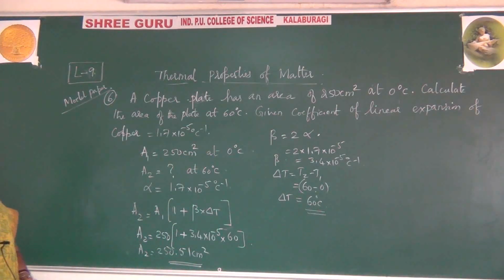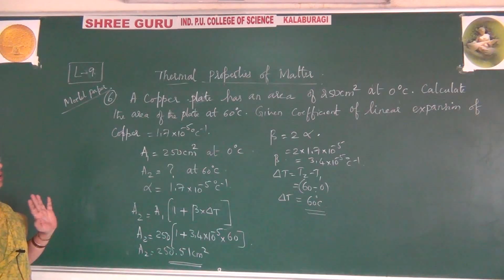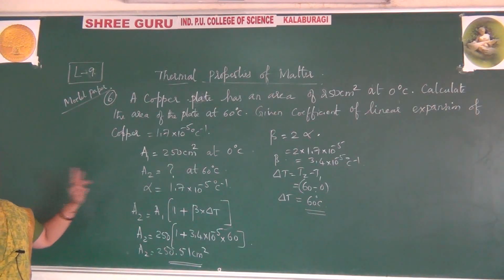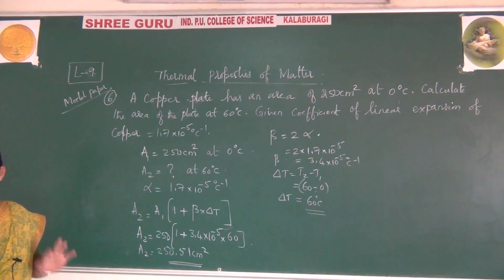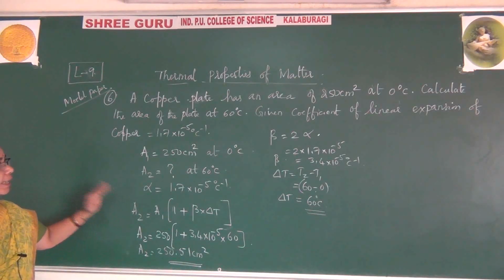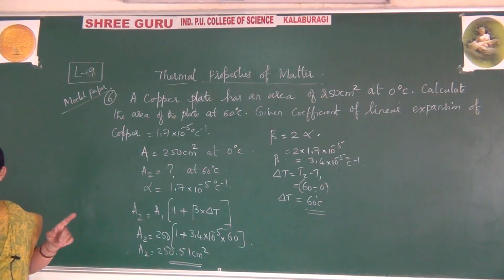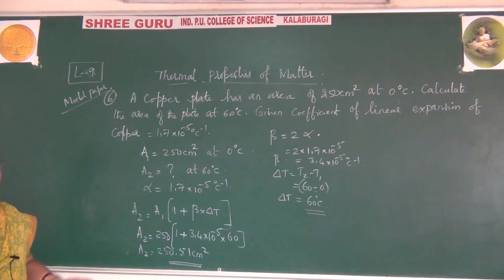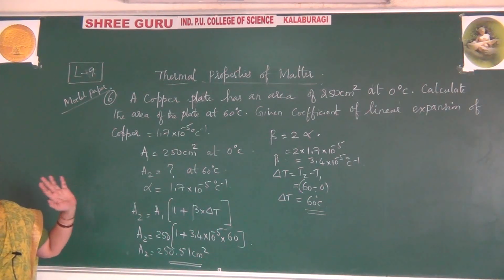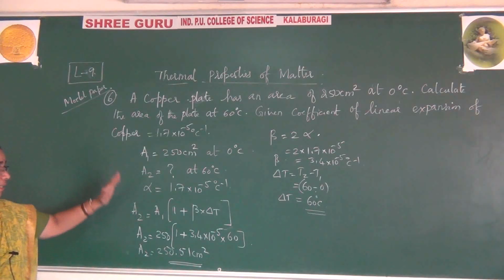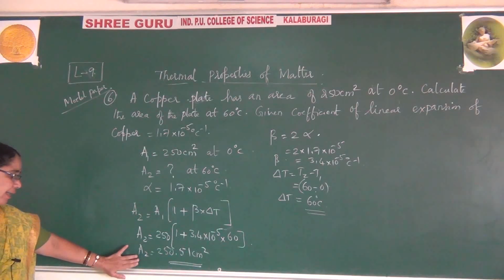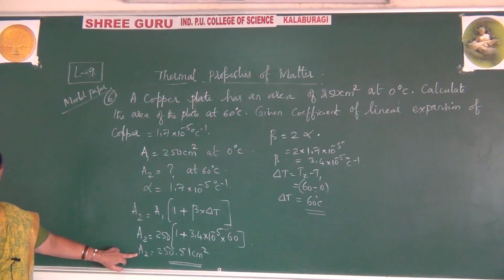So please observe. In this, the first part you have to observe. They have given a copper plate area. Original area is given. You have to calculate the new area. And the original area at what temperature they have given. You have to calculate the new area at 60 degree. They have given the temperature already. So at 60 degree, what is the new area you have calculated. This you have to remember.